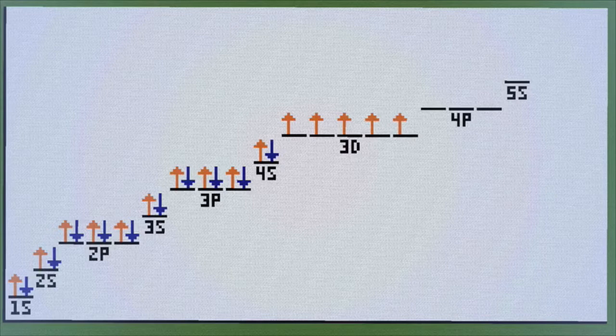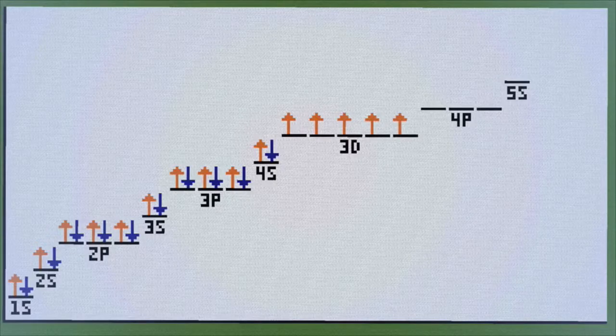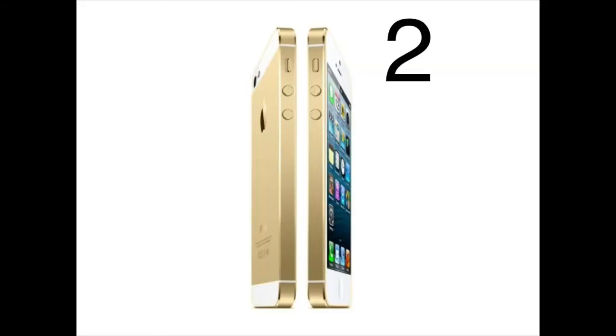To write our electron levels down, we use a magical equation called the electron configuration. We take our labels from our Aufbau diagram and count how many electrons each level has, and put them together in a magical equation. If we were to take our Aufbau diagram, it would look like this: 1s2, 2s2, 2p6, 3s2, 3p6, 4s2, 3d10, 4p6, 5s2.